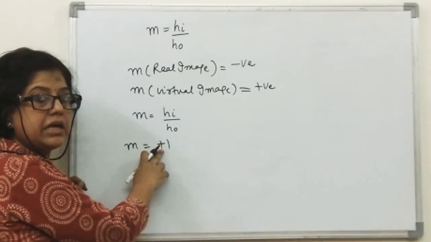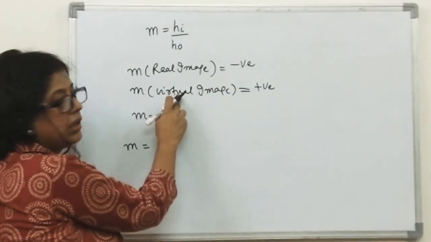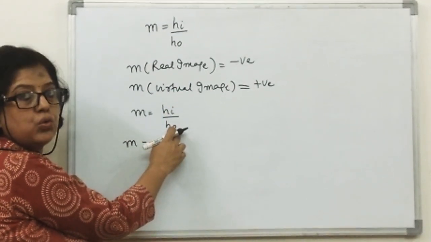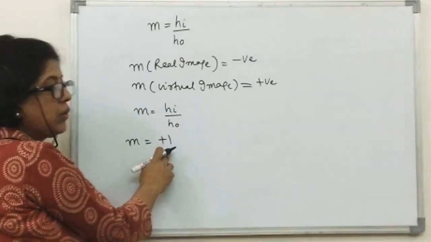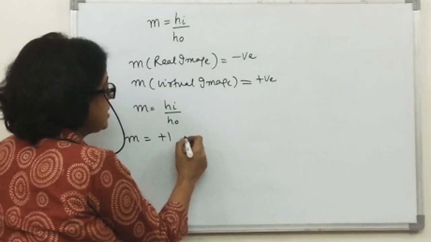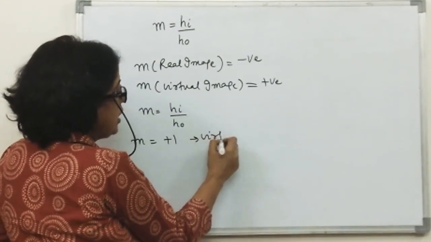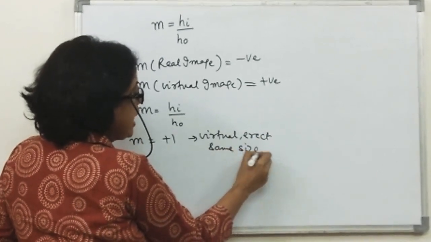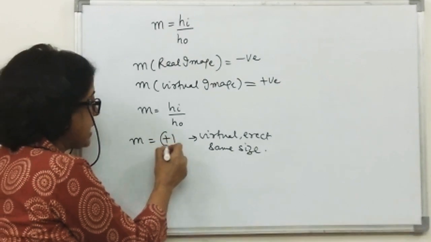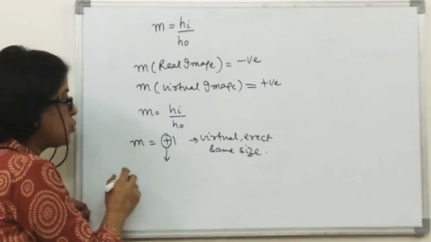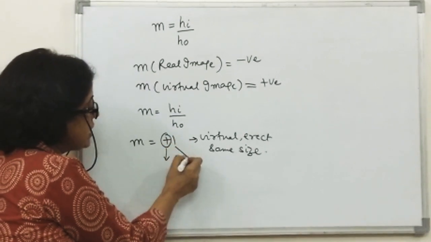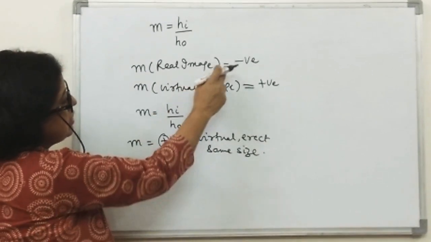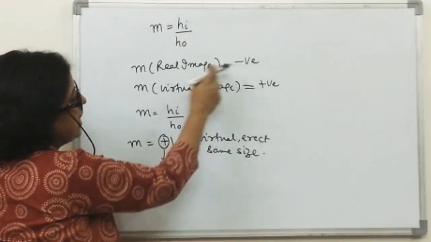Now, positive means the image is virtual and erect. Okay? What is 1 signifying? Value 1 means HI is equal to HO. Right? When HI and HO are equal, then only the value can be 1. So this means that the image is virtual, erect and same size. That means height of image is equal to height of object. So here the sign tells us whether the image is virtual or real, and this value tells us the size of the image. If it is positive, it is a virtual image. If it is negative, it is a real image.